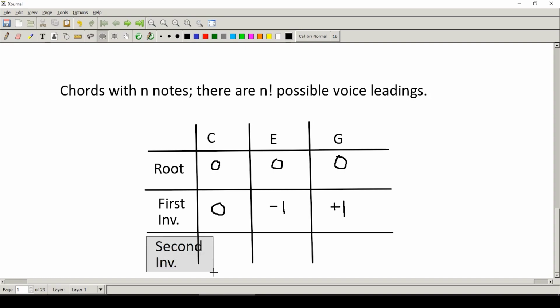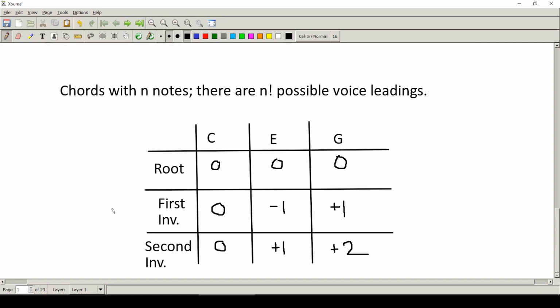If I want to go to second inversion, that's what we did when we went from C major to F major. We left C alone because when we're comparing parallel modes, the tonic always stays the same. Here, E moves up by 1 and G moves up by 2. So what I'm looking at here is basically a chart of a comparison of all the different parallel modes of the major triad and how they relate to each other. How do I go from the first mode to any of the other modes?